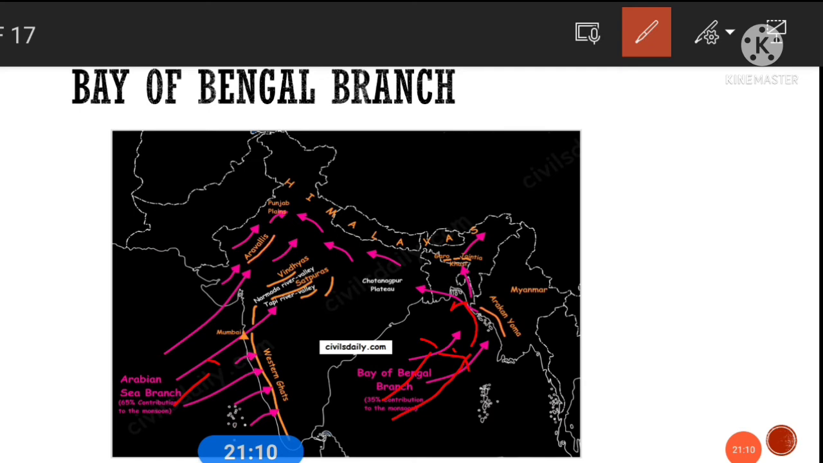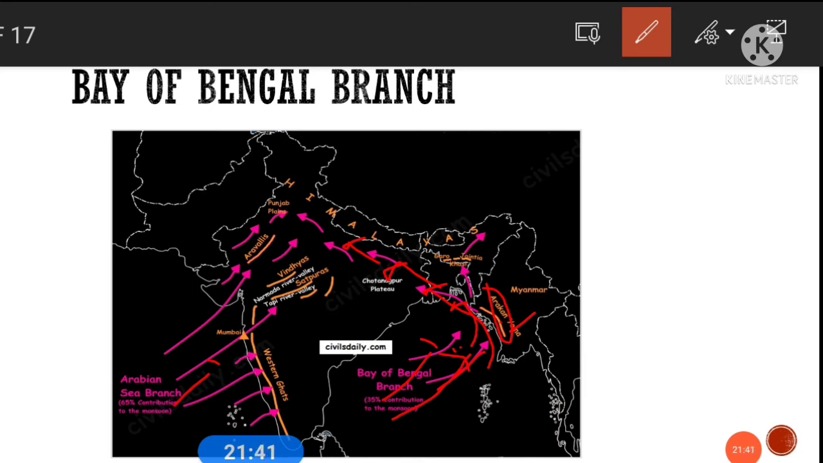It strikes the Arakan Yoma, which you can see here is a mountain range on the eastern side in Myanmar, and it is deflected northwest toward the low pressure area in northwest India. So when this wind strikes the Arakan, it deflects toward northwest India. You can see here it is moving toward the northwest part of India.